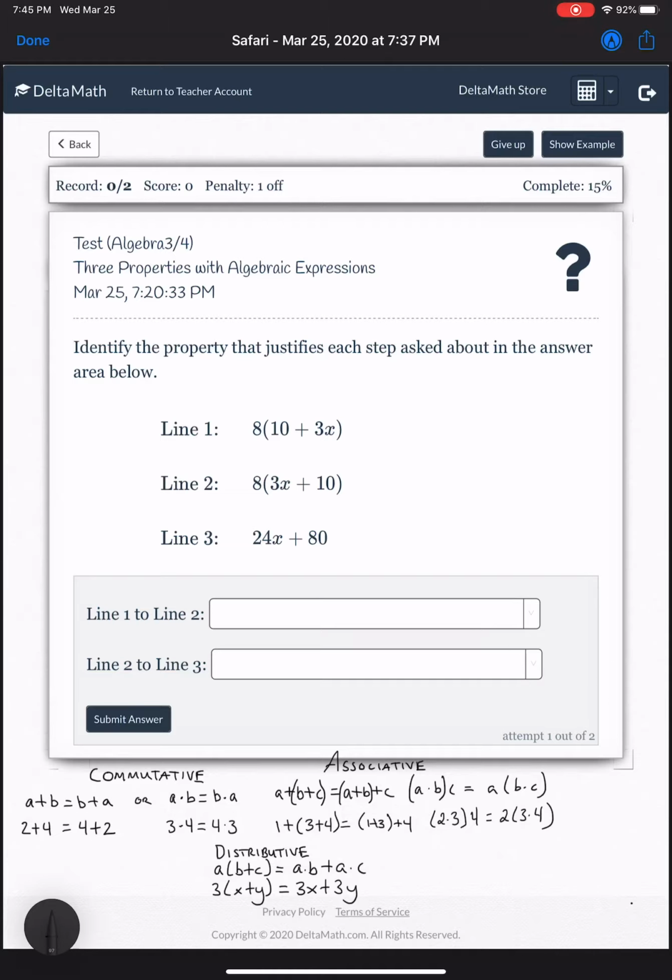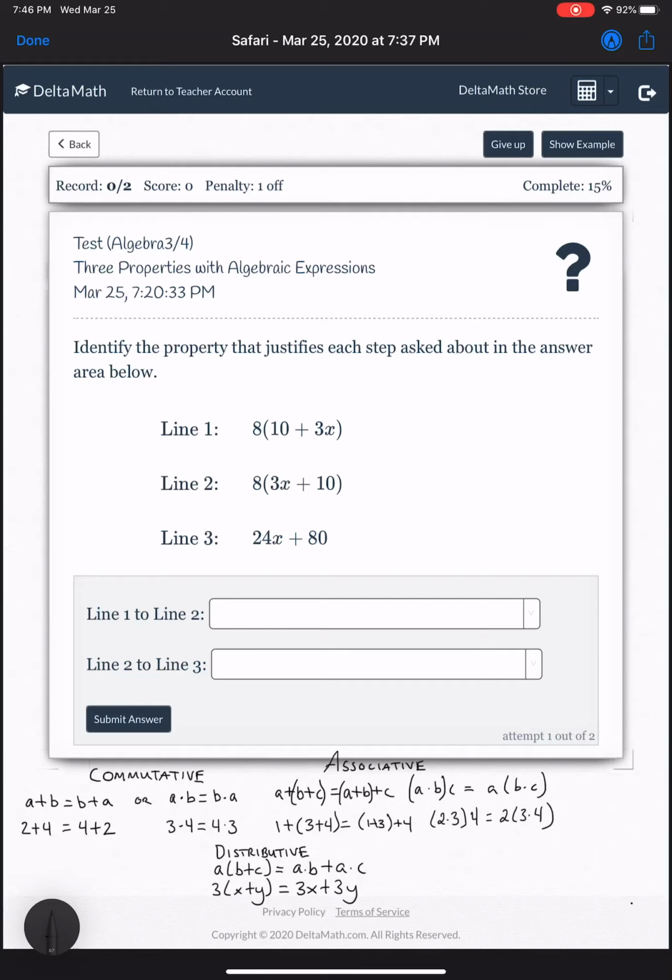The same can be said with our multiplication example, where we multiply 2 times 3 together and get 6. 6 times 4 gives me 24. And then on the other side, if I multiply 3 times 4 together, that's going to give me 12. 12 times 2 gives me 24. So both sides of that equation give me 24.